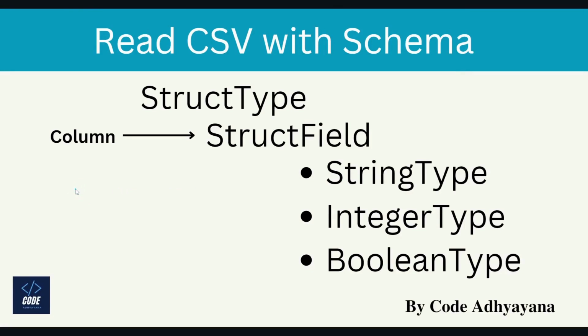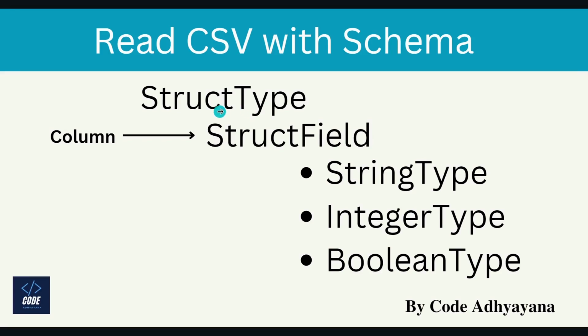Hi everyone, in this video we are going to learn how to read CSV and JSON with custom schema. In a CSV file we have different columns. So for each column we have to create a struct field with their corresponding data type. And then with the help of these struct fields we have to create a struct type. And finally, we can pass this schema while reading the CSV file.